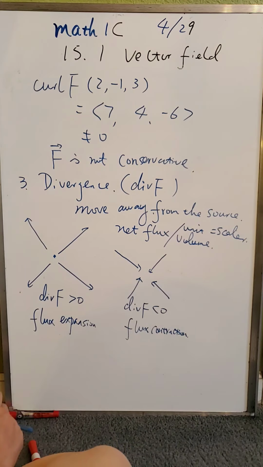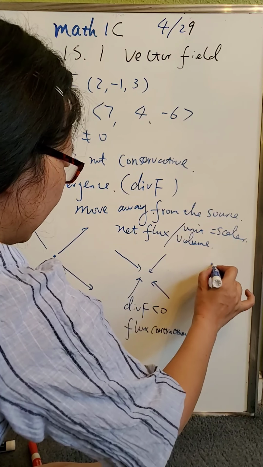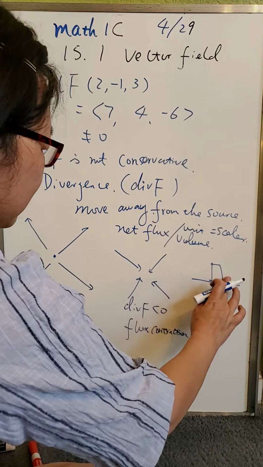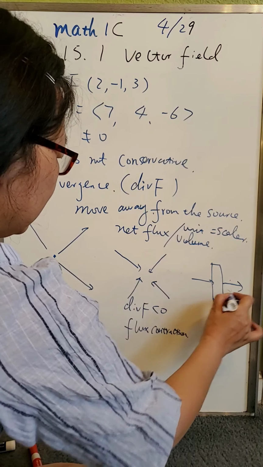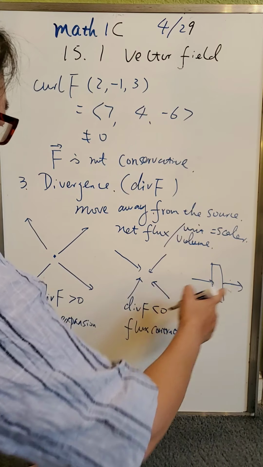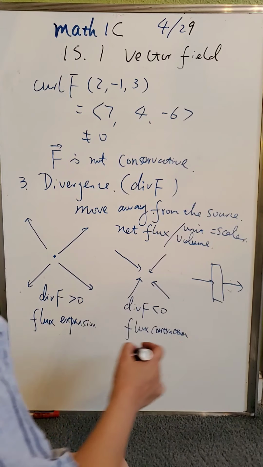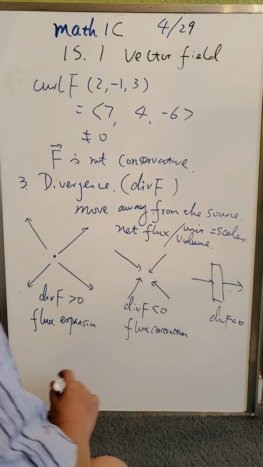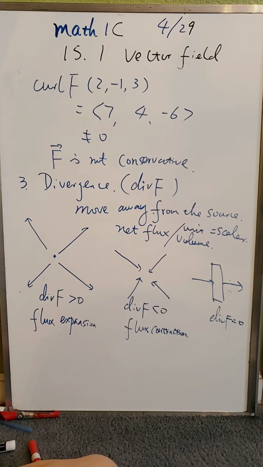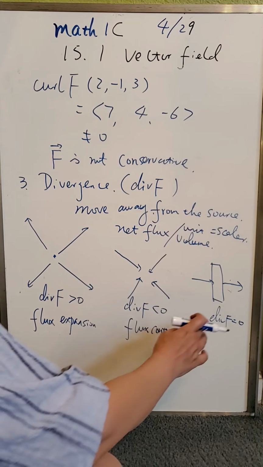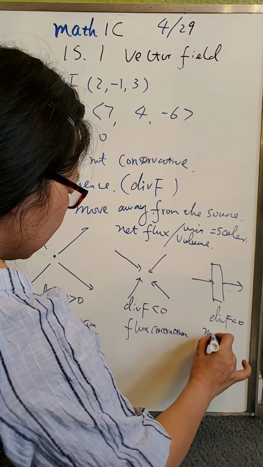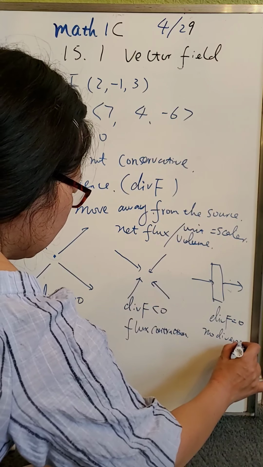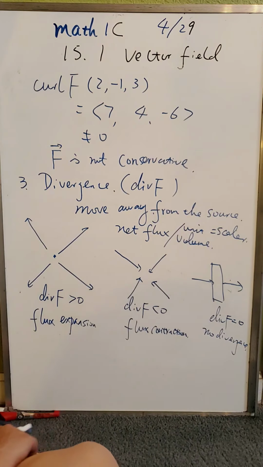And the last thing you will see is like this. You go in and you come out right away. In this case, your divergence of F is equal to 0. This one has no net change. There's no divergence.